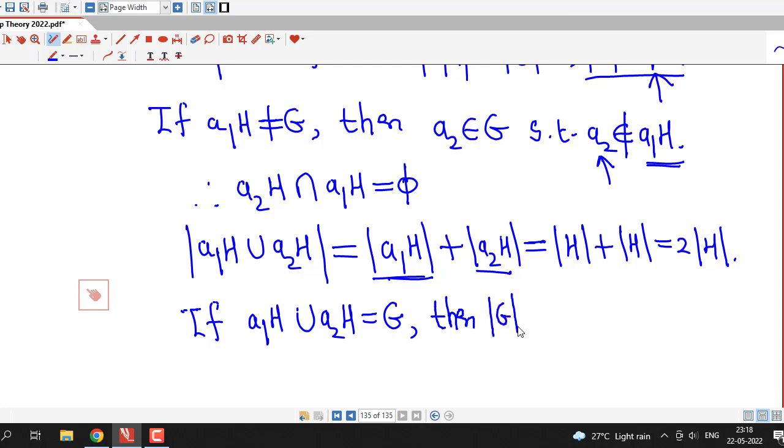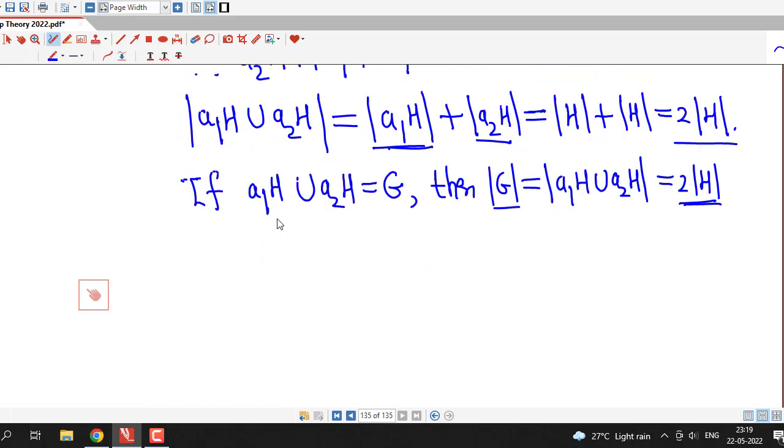Now suppose this union, A1H union A2H, is equal to G. Then order of G will be equal to order of A1H union A2H, and that is nothing but 2 times order of H, and we can see that order of G is an integer multiple of order of H, therefore order of H divides order of G. But suppose this is not equal to G, then we consider another element.